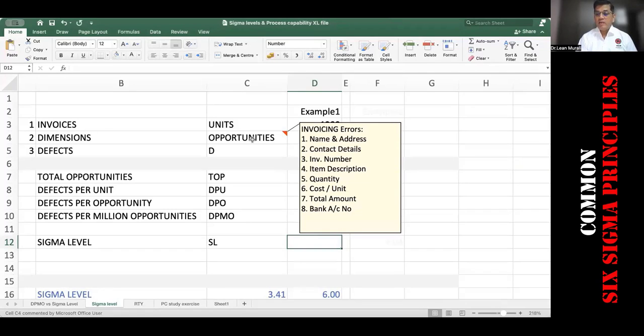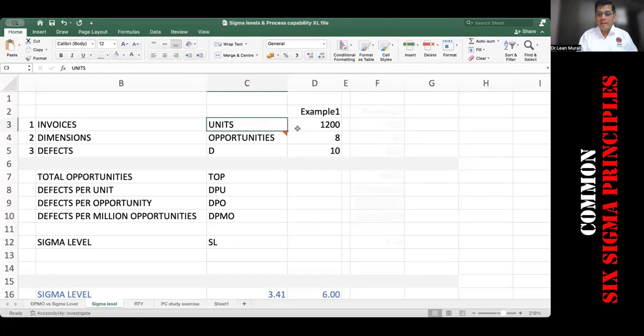8 opportunities. Like all of you, what you type, the name address can go wrong, a contact detail can become wrong, invoice number can be typed mistake, item description, quantity, cost per unit, total amount, bank number, etc., etc. If this is clear, type SC super clear in the chat box. This is called opportunities, which is O.